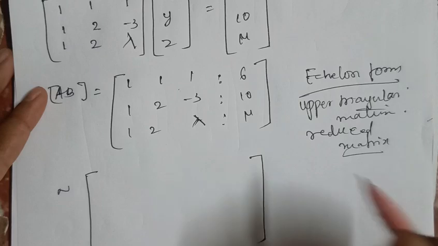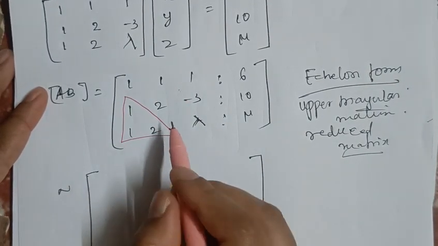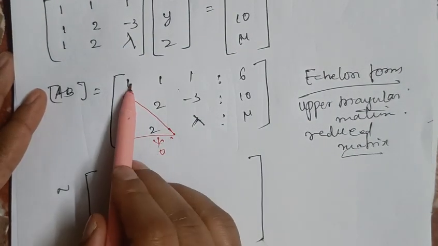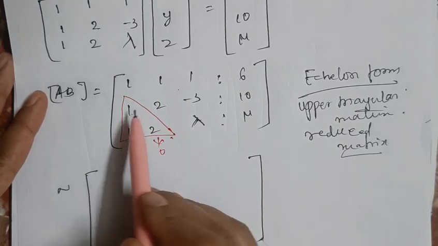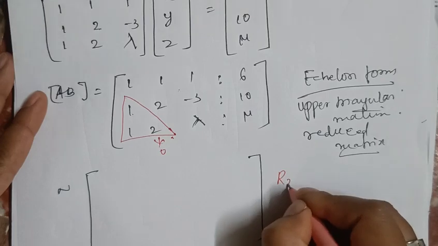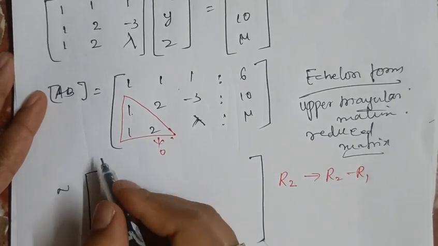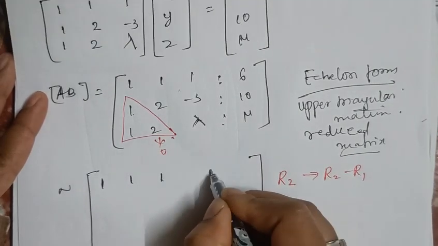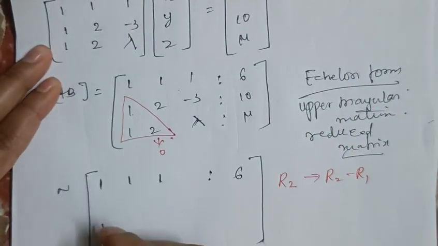these three elements or numbers become 0. I have to perform some elementary row operations. Okay, so this is a leading one. I want to make this a leading one, but this a 0. So let me perform R2 changes to row 2 minus row 1. Okay, so row 1 I will write as it is. Row 2 is row 2 minus row 1.